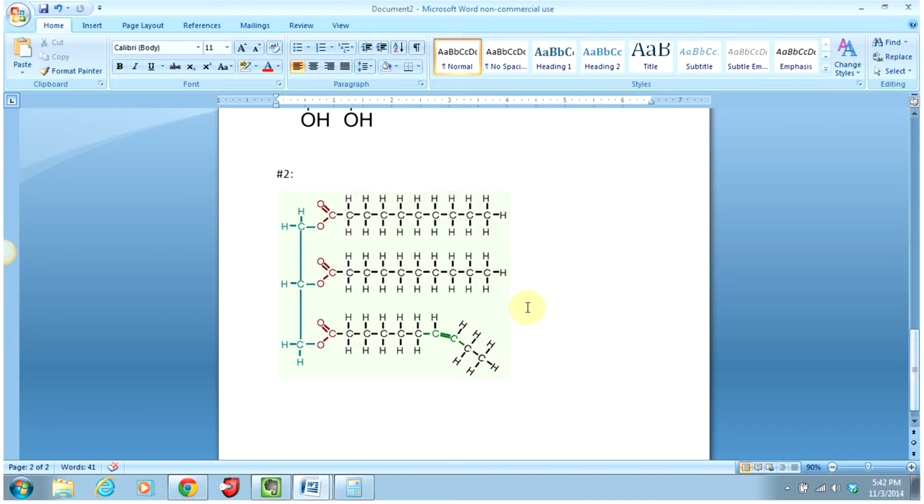Okay. Now down here, for problem number 2, we have this large molecule. I want you to take a look at the functional groups present within this molecule and decide whether you think this molecule is polar or nonpolar and why. Take a minute to do that, pause this video, and then when you come back to this video, I will tell you the correct answer and why.